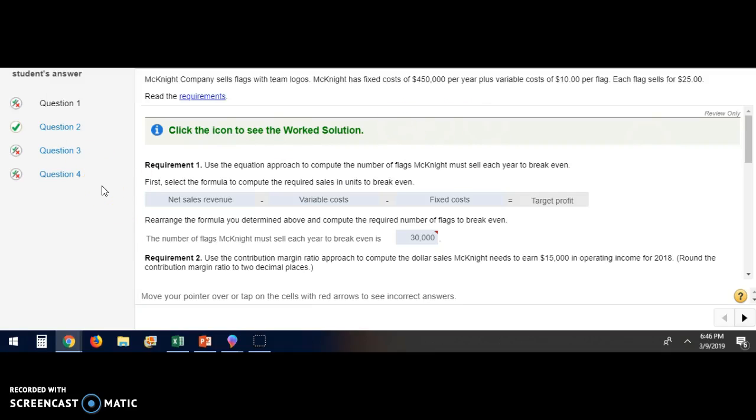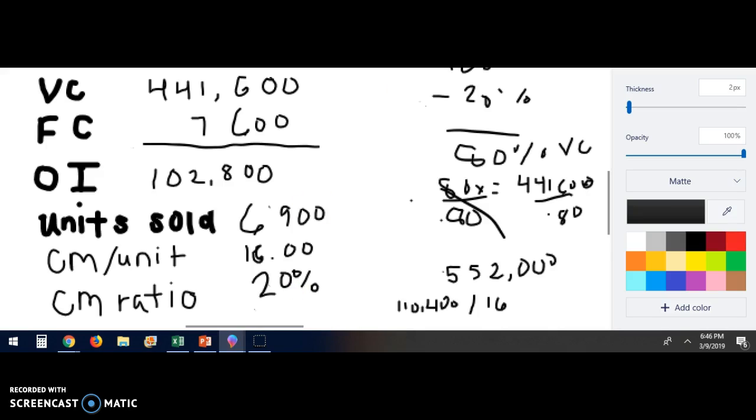Okay, so I wanted to go over this problem with you all. First of all, this particular problem says McKnight Company sells flags with team logos, and McKnight has fixed cost of $450,000 per year plus variable cost of $10 per flag. Each flag sells for $25. So first, let me erase all of this.